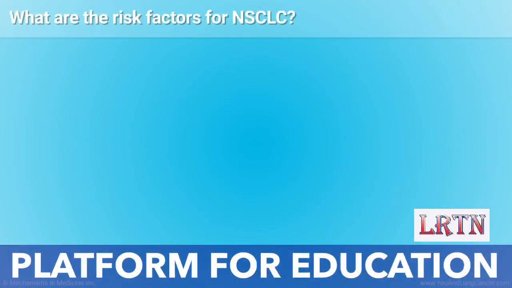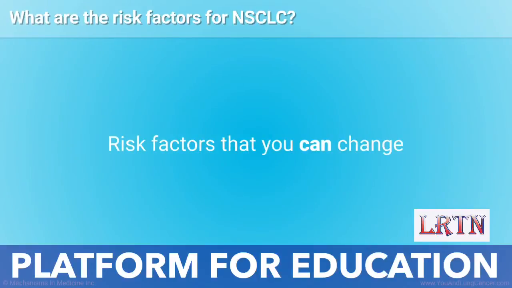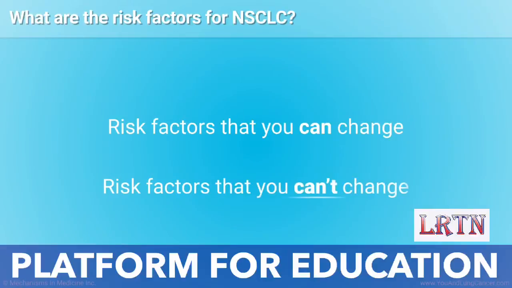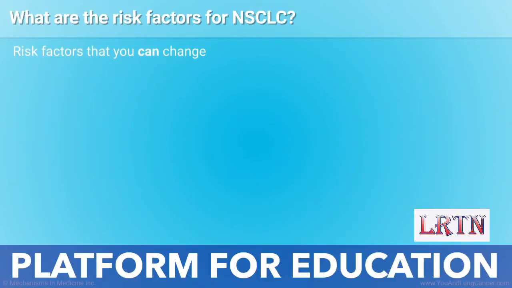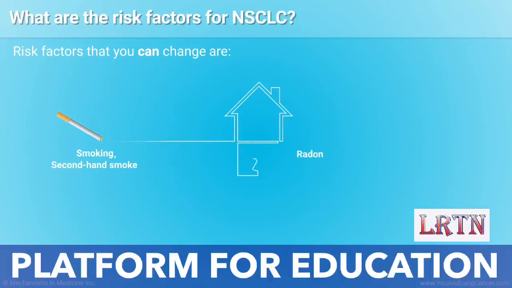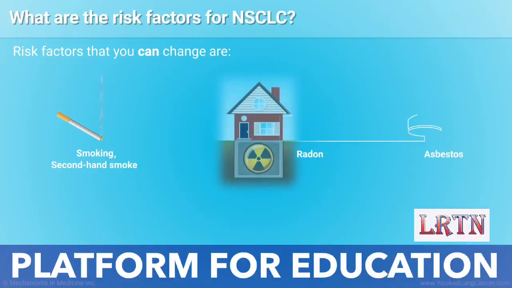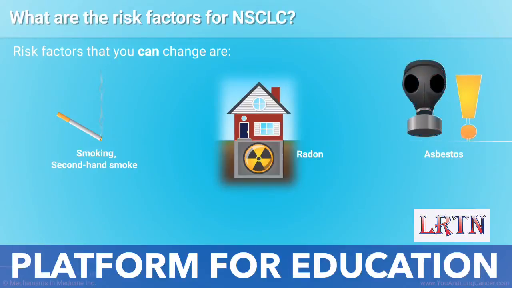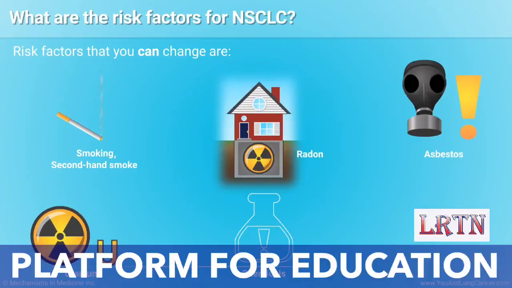There are two types of risk factors for non-small cell lung cancer: risk factors that you can change, and risk factors that you can't change. Risk factors that you can change are smoking, being exposed to secondhand smoke, radon, like in a basement, asbestos, by working in mines, mills, textile plants, or with old insulation, uranium and other radioactive materials, chemicals like arsenic, coal products, and diesel fumes, and arsenic in drinking water.